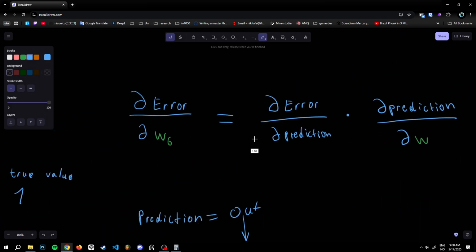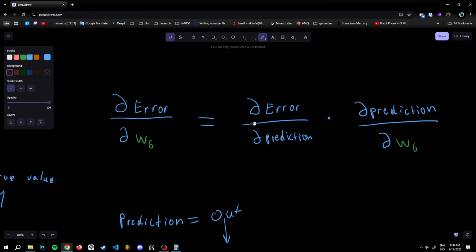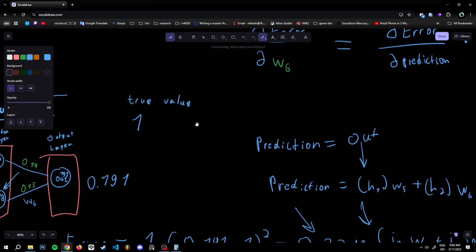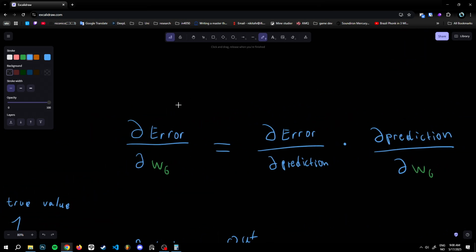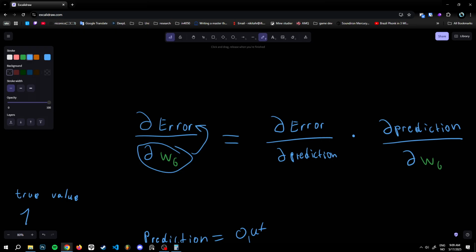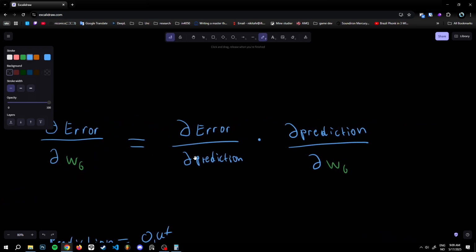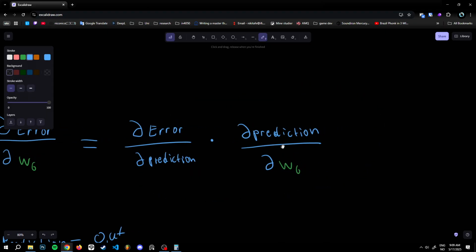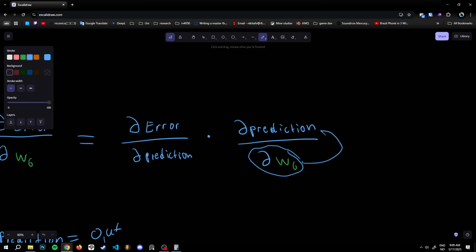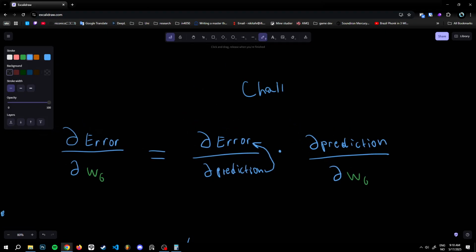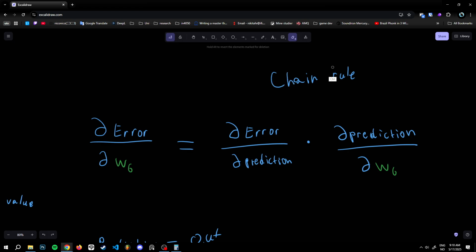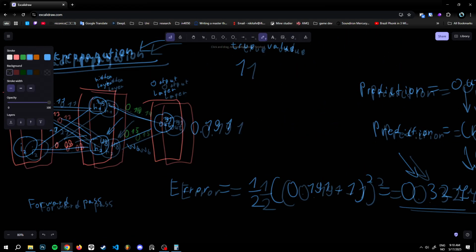So what we're basically doing here is the chain rule. We're saying, okay, weight 6, how big of a part are you of the error? To understand how much weight 6 plays in the error, we can see that we split it up, and we need to understand how much weight 6 plays in the prediction, and then how much the prediction plays in the error. And that is, ladies and gentlemen, something called the chain rule. And the chain rule is exactly what I am essentially trying to explain with all of this.